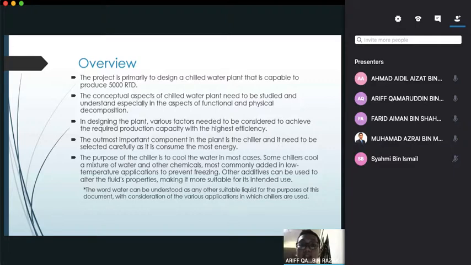So the purpose of the chiller is to cool the water. In most cases, the chillers cool a mixture of water and other chemicals, most commonly added with low temperature application to prevent freezing. Other additives can be used to alter fluid properties, making it more suitable for its intended use.